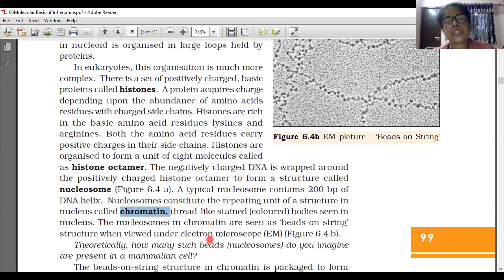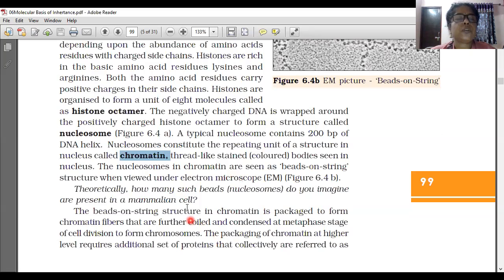The nucleosomes in chromatin are seen as a beads-on-string structure when viewed under the electron microscope. Theoretically, how many such beads do you imagine are present in a mammalian cell? The beads-on-string structure in chromatin is packaged to form chromatin fibers. I will show the structure now.